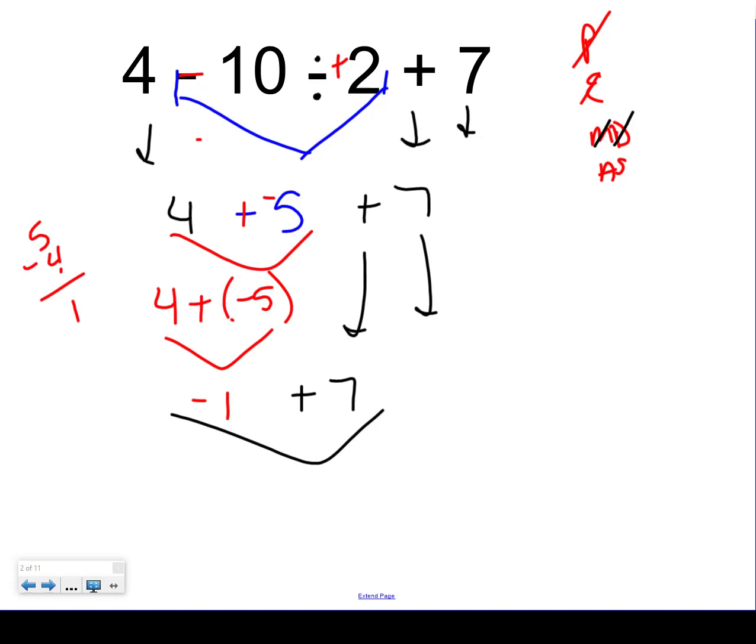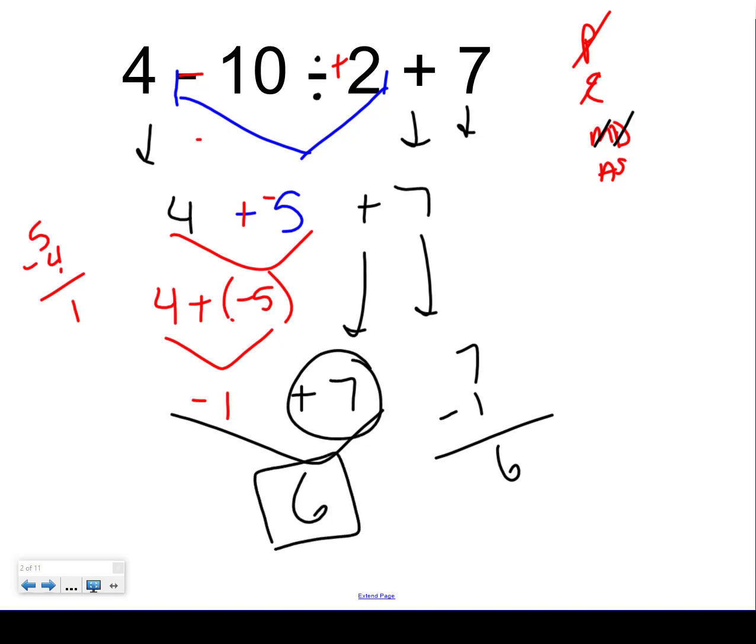But what I do have is a positive 7 and a negative 1, which means the signs are different, so I'm going to subtract, and I'm going to take the sign of the bigger number, and the bigger number was positive, so my answer for this one, my final answer, is a positive 6.